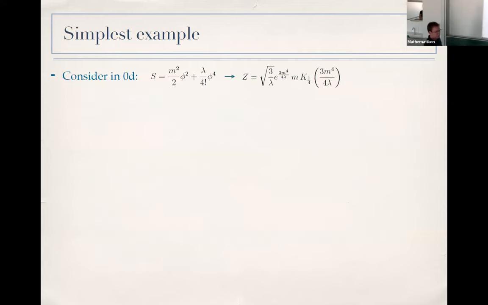Now, let's look at the simplest example, and then we will come to Albrecht's question. The simplest example is when you do that in zero dimensions, and you look at phi to the four theory, then you can compute it, and actually what you find is a Bessel function. And the Bessel function is not a period.